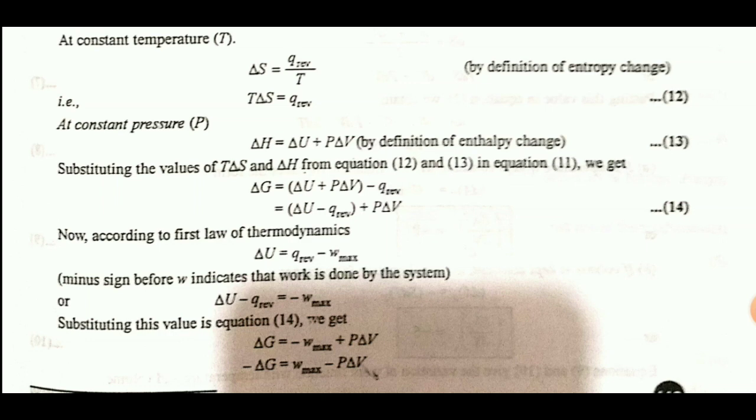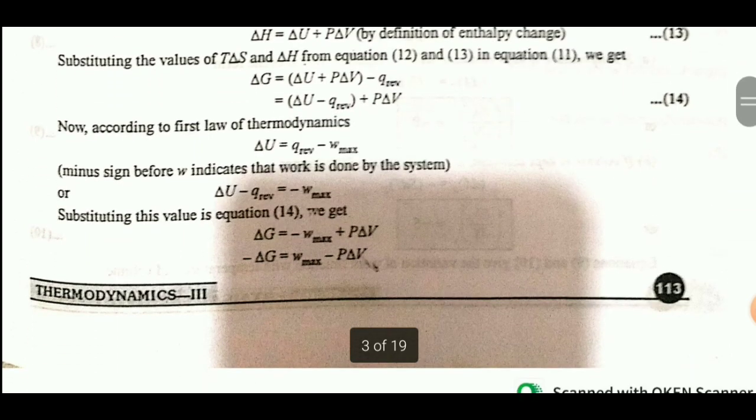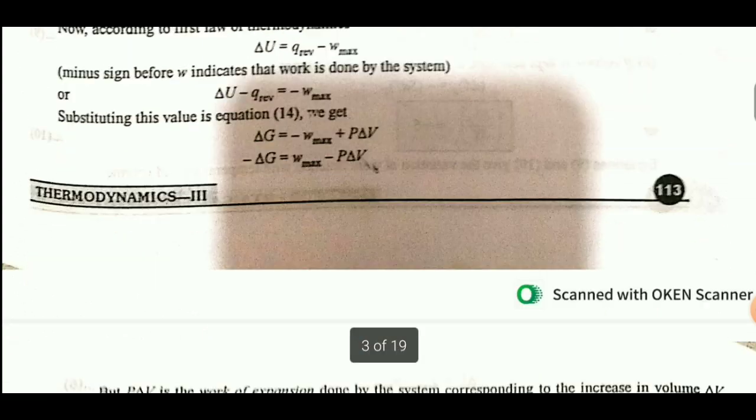Now, according to the first law of thermodynamics, delta U = Q reversible - W max. The minus sign before W indicates that work is done by the system, or delta U - Q reversible = - W max. Substituting this value in equation 14, we get delta G = - W max + P delta V. Minus delta G = W max - P delta V.